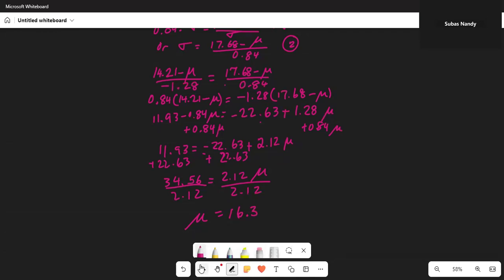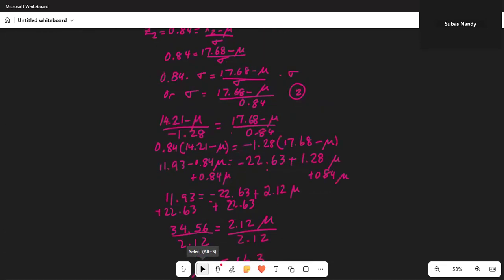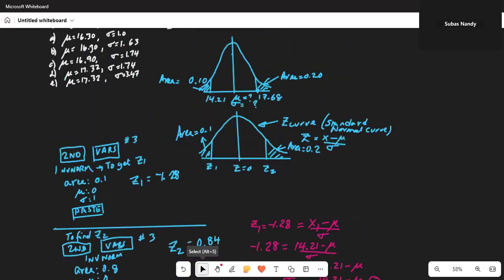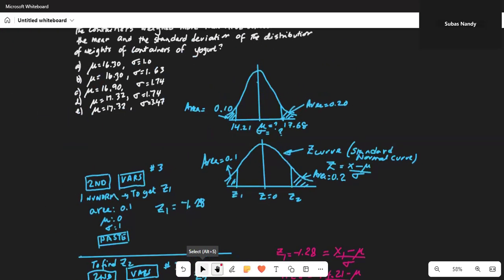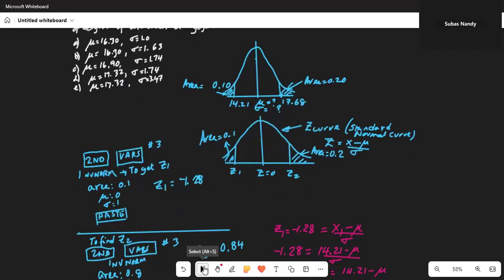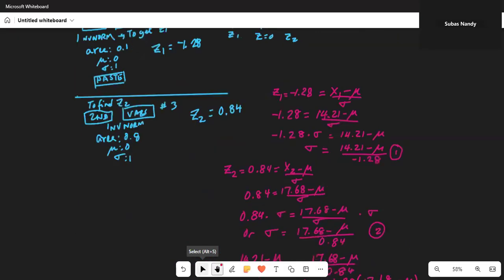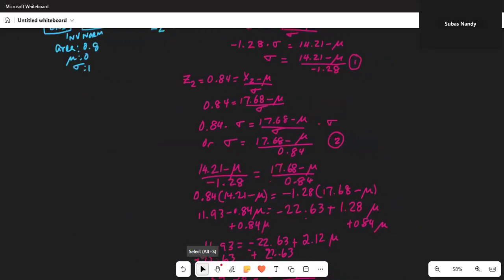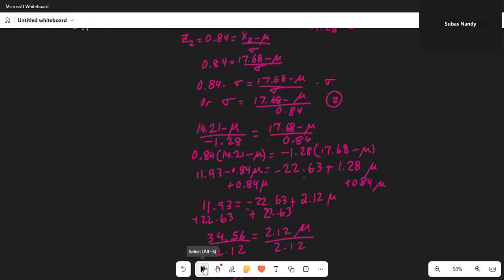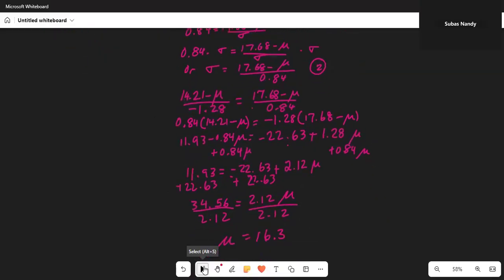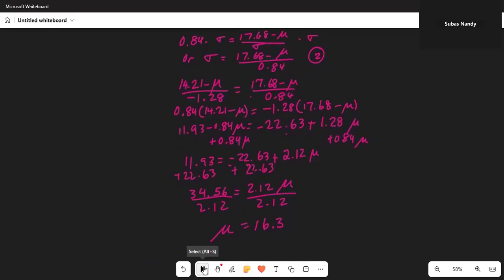So mu is 16.3. Let's take a look at the options they have given us. Yeah, there are some options with 16.3. So let's solve for sigma now. Now we can plug in any of the equations for sigma. We can use equation 2, which states that sigma is 17.68 minus mu divided by 0.84.